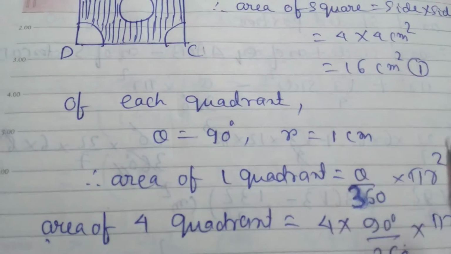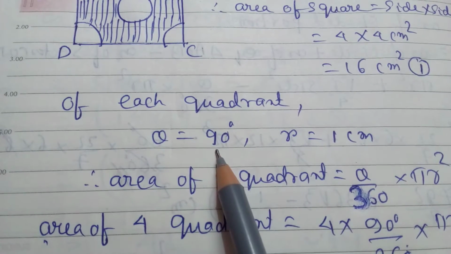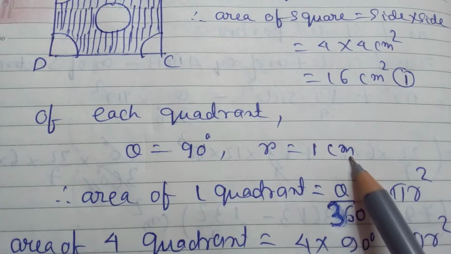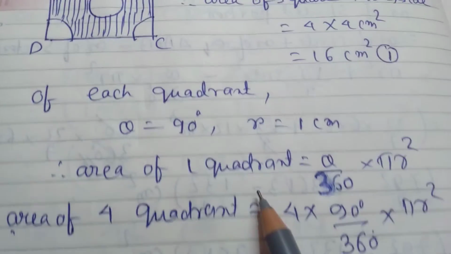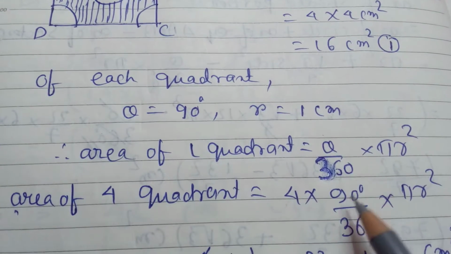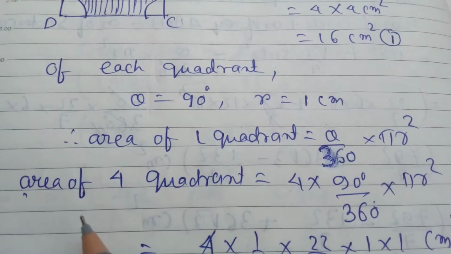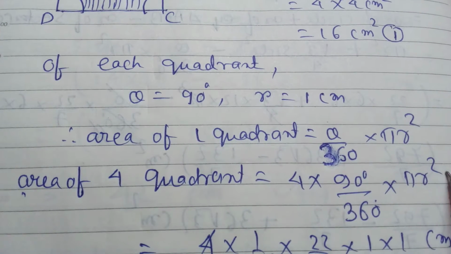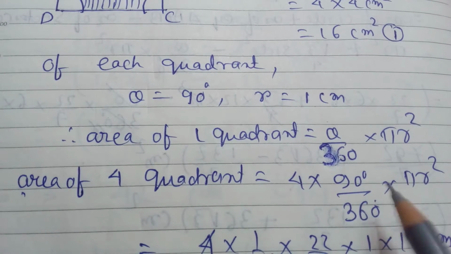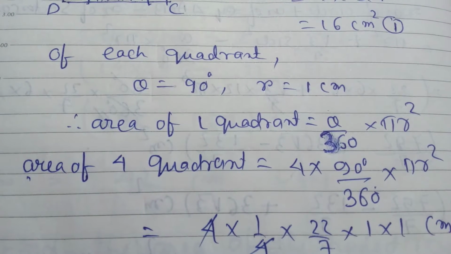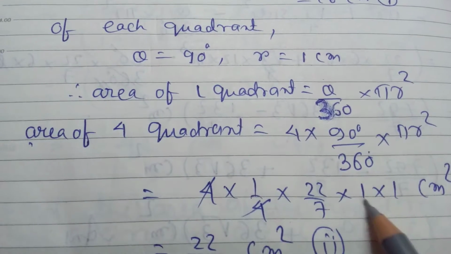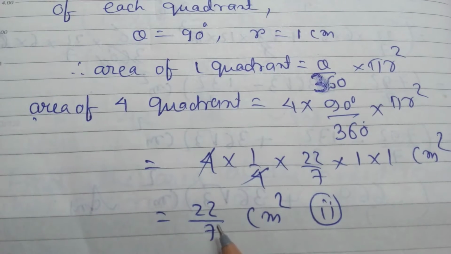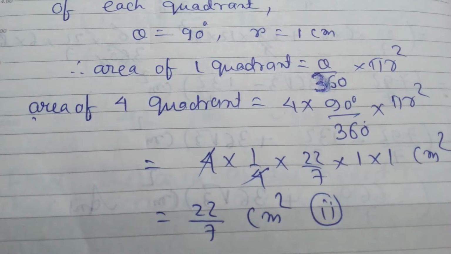For each quadrant, theta is 90 degrees because each angle of a square is 90 degrees, and the radius is given as 1 cm. So the area of one quadrant is theta by 360 into pi r², and the area of 4 quadrants is 4 into 90 by 360 into pi r², because theta is 90 here. So 4 into 1 by 4 into 22 by 7 into 1 into 1 cm². The 4s cancel and it remains 22 by 7 cm².